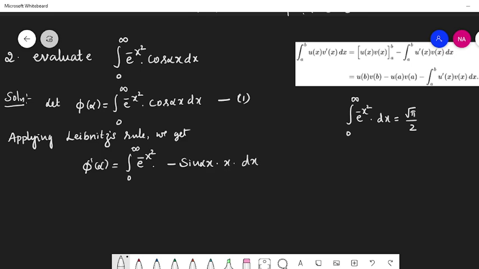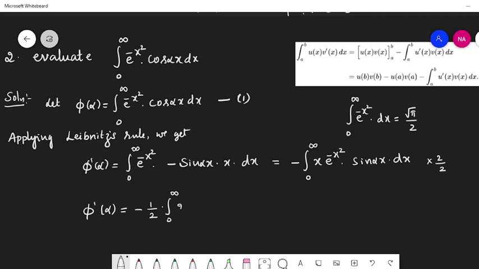Now I'll rewrite this as minus, that can be written outside, integral 0 to infinity x e power minus x square into sin alpha x dx. Further, I will multiply and divide it by 2, and then it becomes phi dash of alpha equal to minus 1 by 2 into integral 0 to infinity 2x e power minus x square into sin alpha x dx. Now let us stop here only.